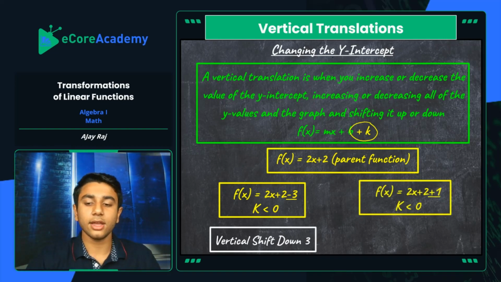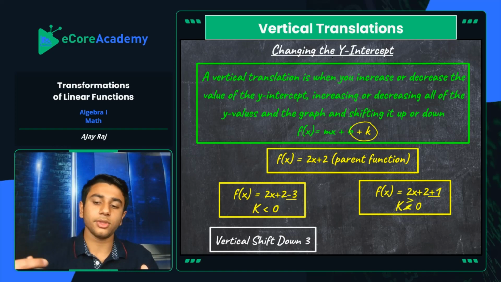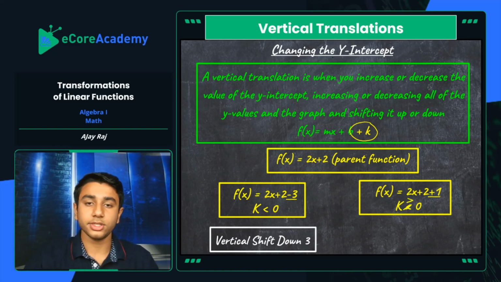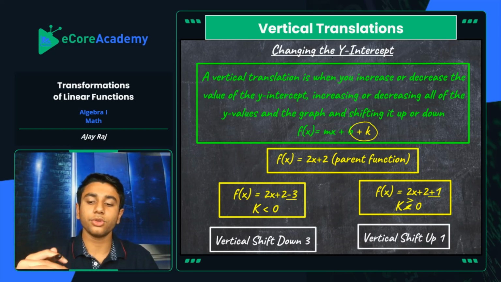And then on the right-hand side, I'll show you an opposite situation. You're going to have f of x equals 2x plus 2, but in this case, we're going to substitute k for +1. And in this case, since k is greater than 0, I apologize, that should say greater than. Since k is greater than 0 in this case, 1 is greater than 0, it's a positive number. Any positive number in this case will move your graph up. So this will be a vertical shift upwards, and by the given unit, it's going to shift up 1 unit.